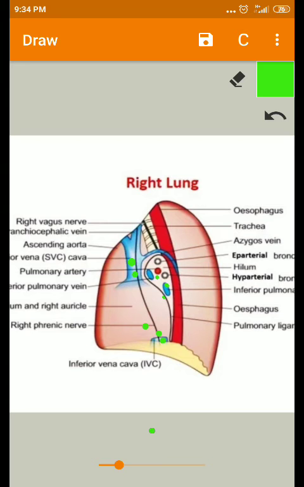The next one is the azygos vein. I have told that on the right side, this azygos vein will arch over the root of the lung, and finally it terminates into the superior vena cava, isn't it? So it terminates into the superior vena cava. This azygos vein is also related to the mediastinal surface of the right lung.